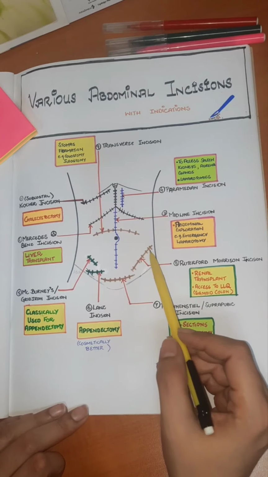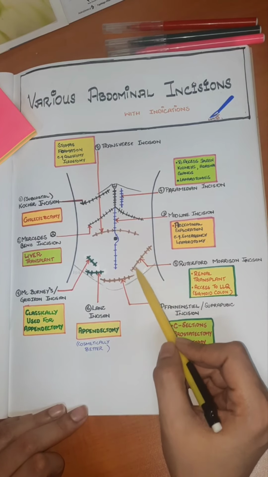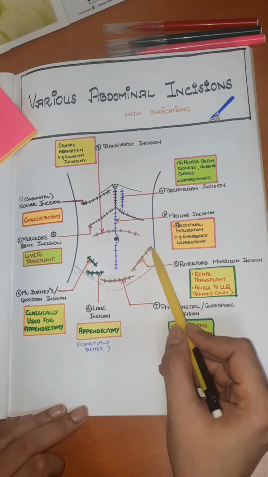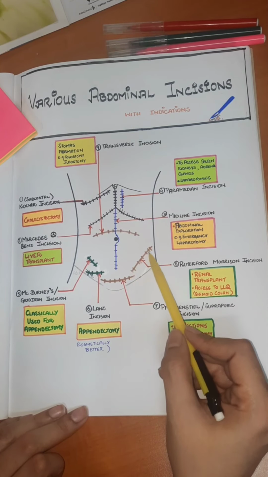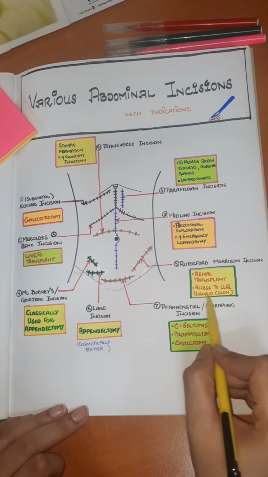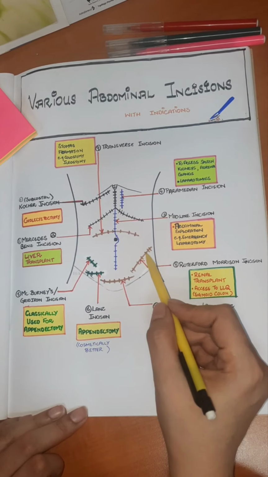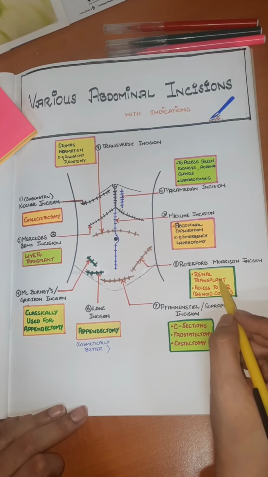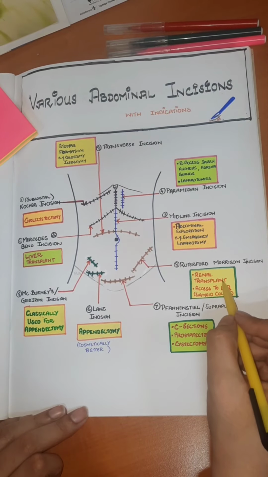Moving on to the 8th abdominal incision, we have the Rutherford Morrison Incision. This incision is performed in the left lower quadrant of the abdomen if the surgeons want to explore the sigmoid colon, and particularly this incision is also very famous in the surgeons who want to perform the renal transplant surgeries.